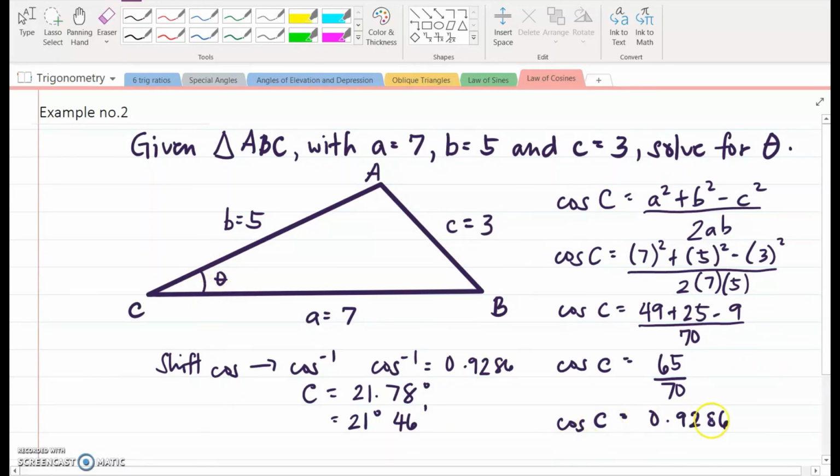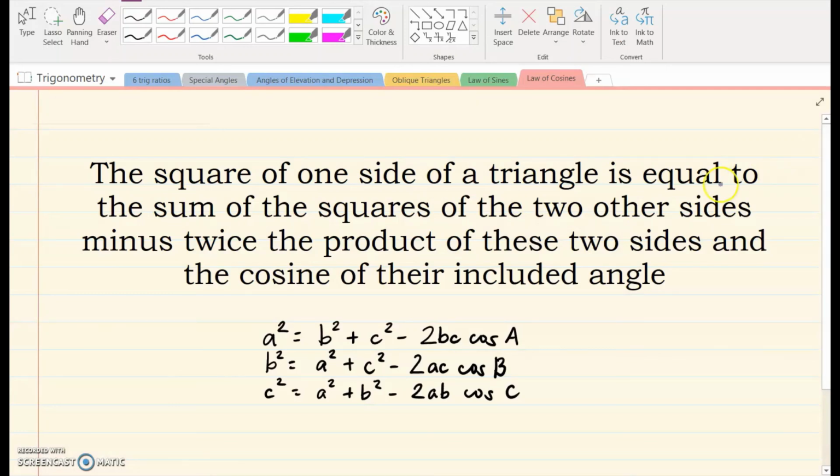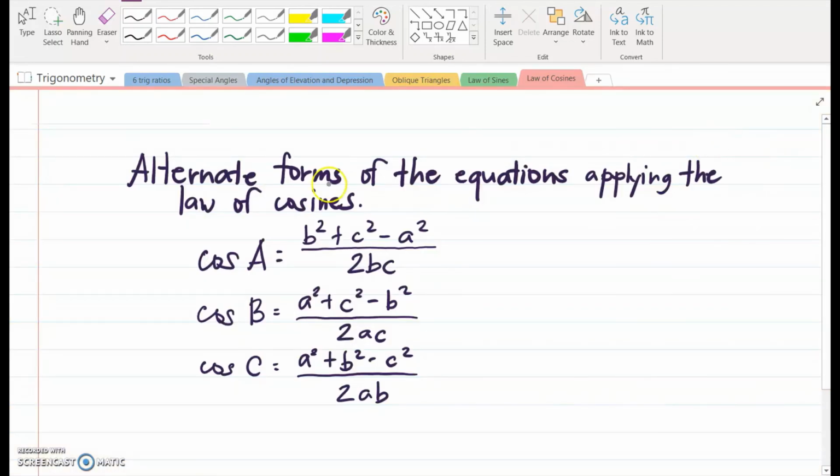So that is how we solve using the law of cosines. As long as you know, use the first form if one of the sides is unknown, and for solving for the angle, you have the alternate form of the equation using the law of cosines.